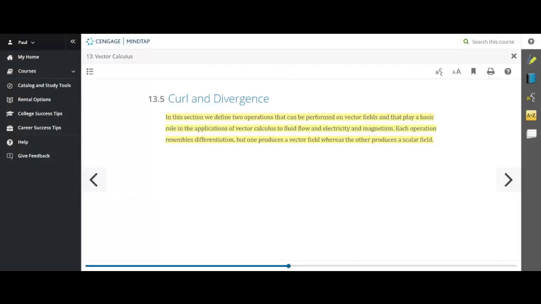Okay, so we are recording, and let's just review. Last time at the end of class, we talked about the curl. Section 13.5 deals with the concepts of curl and divergence. These concepts are helpful in terms of fluid flow, electricity, and magnetism. They play a basic role in regards to vector fields.